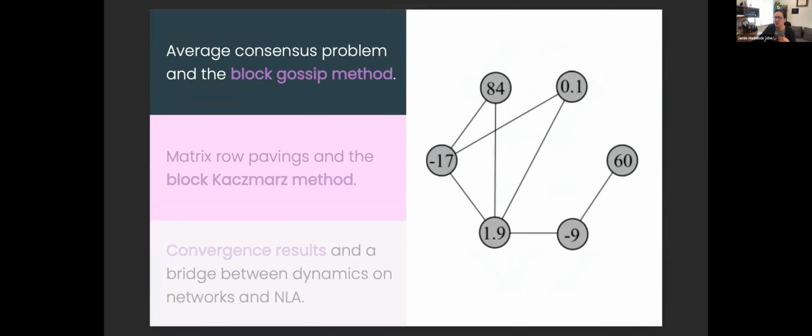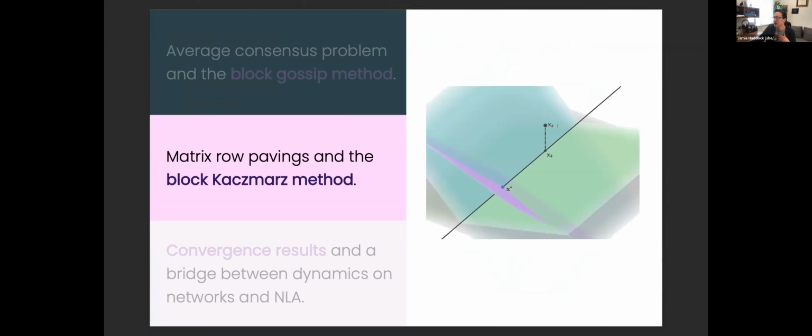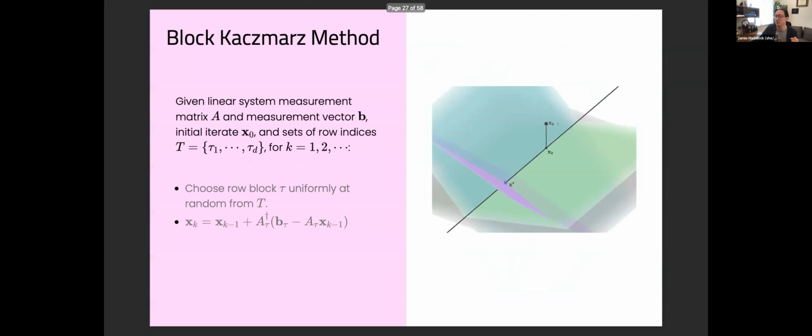And we'll come back to that. Okay, so I've introduced the block gossip method, and now I'm going to introduce the block Kaczmarz method, which you'll see very quickly why. Okay, so the block Kaczmarz method is a method for solving a linear system of equations. So if we have a measurement matrix A and the right-hand side our measurement vector b, and some initial guess at a solution x naught, and then sets of row indices T from our matrix A, the block Kaczmarz method iteratively asks us to choose a row block uniformly at random from T, and then to update the previous iterate by projecting it onto the solution space of the sampled set of rows of our system.